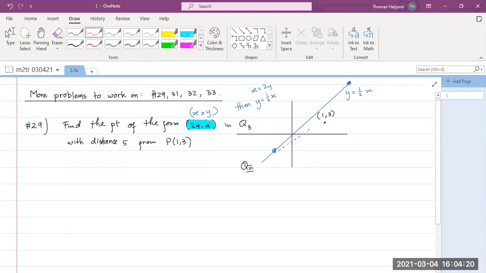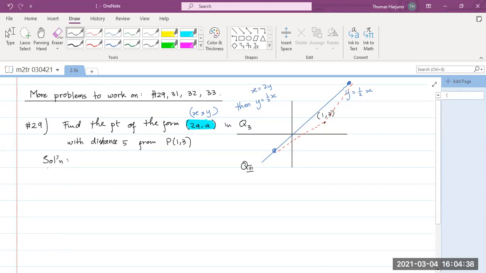So in our computation later on, we will get 2 such a's. One of them we expect to be in quadrant 1 and the other one we expect to be in quadrant 3. But let's put that into computation.